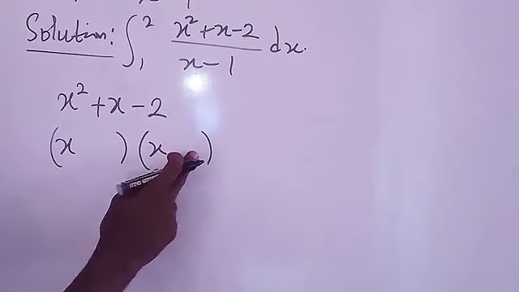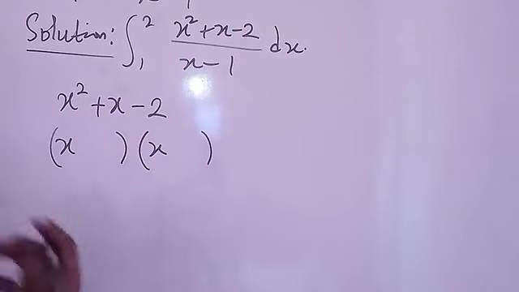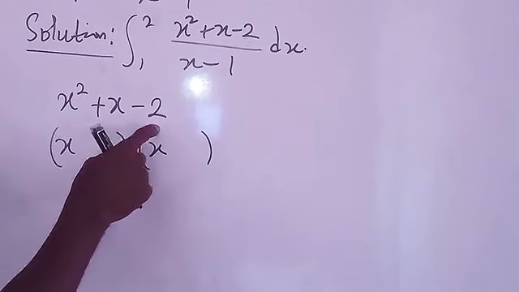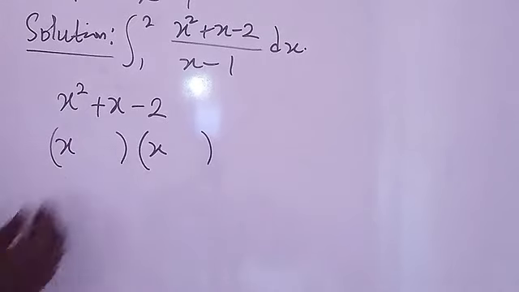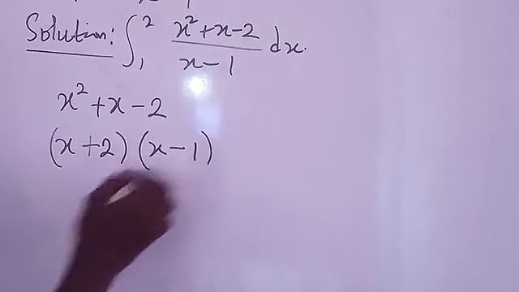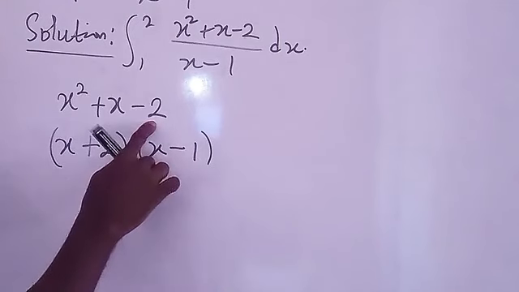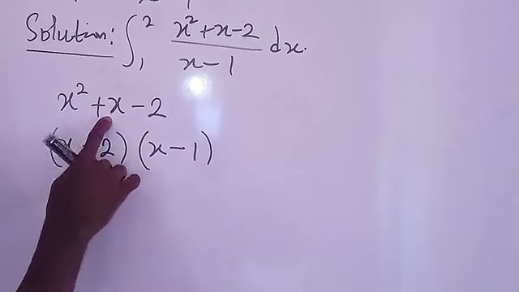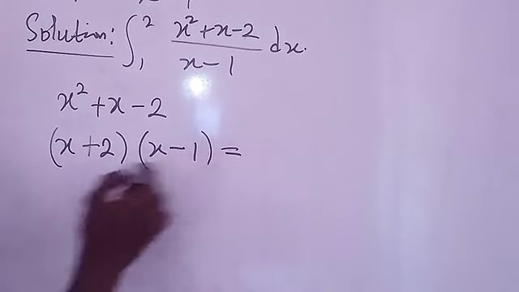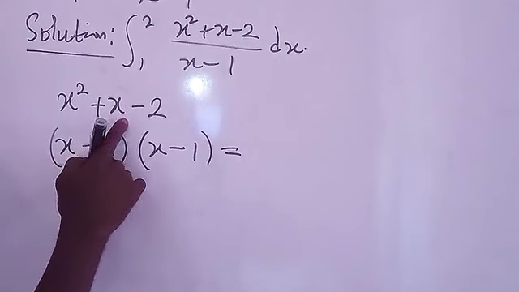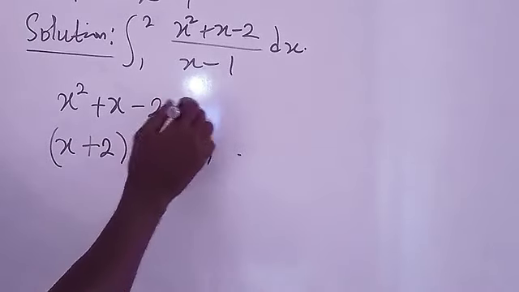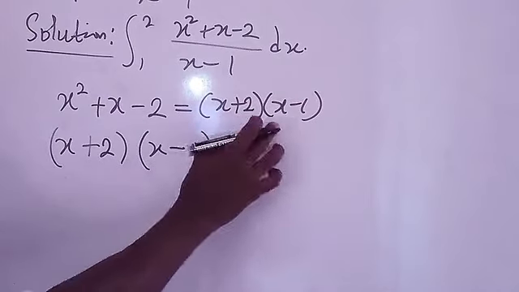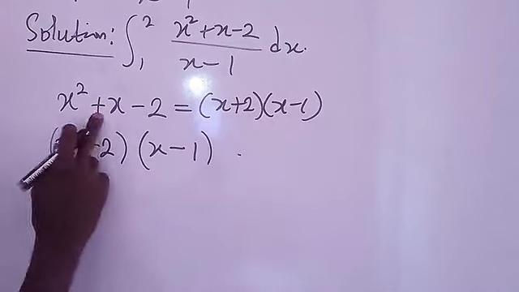Now what will be here and what will be here? We're going to look for two possible numbers, factors of 2, so that when you multiply them together, you must have this minus 2. So if I say plus 2 and minus 1, plus 2 times minus 1 will give us minus 2, and plus 2 plus minus 1 gives us the middle term. Which is telling us that x squared plus x minus 2 is factorized as x plus 2 then x minus 1. If you try to open the bracket again, you're going to have this, right?